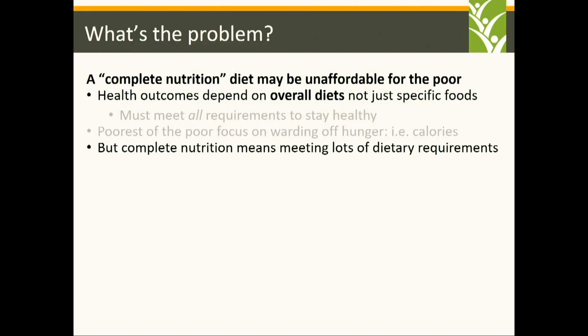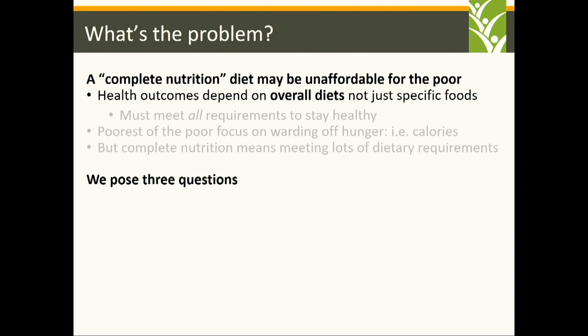So what's the problem? A very large body of evidence shows that a complete nutrition diet may be unaffordable for the poor especially, and we know that long-run health outcomes depend on access to an overall diet, not just specific food items. So one must meet all requirements, both macro and micronutrient requirements, to stay healthy. But the poorest of the poor focus mainly on warding off hunger, basically meeting calories. But complete nutrition means meeting lots of dietary requirements.